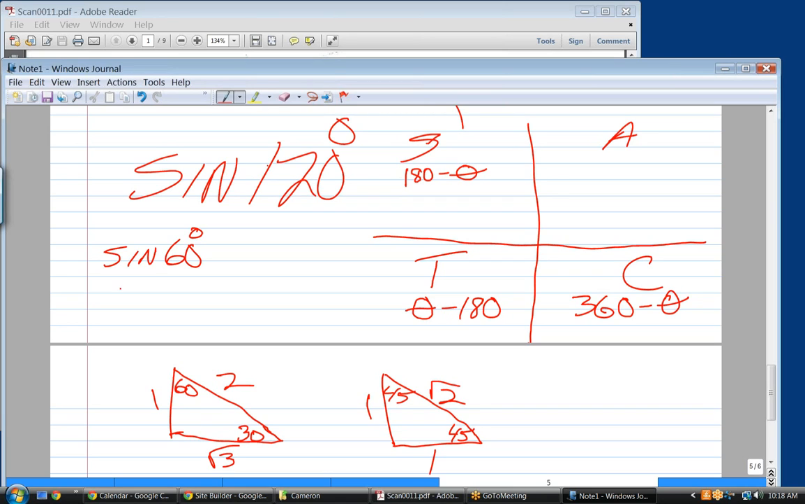Okay, so let's go back and figure out what the sine of 60 degrees is, the absolute value of it. The sine of 60 degrees should be 1/2. Opposite. Oh, whoops, √3/2. So, soh cah toa.